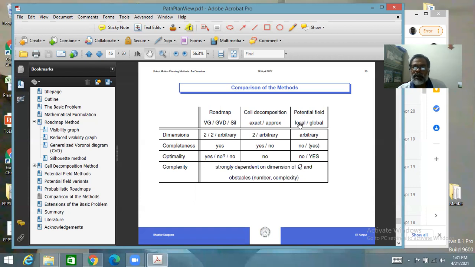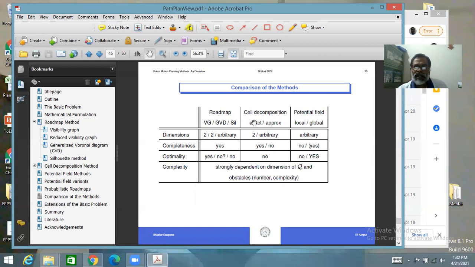Potential field methods, whether it is the local original kind of thing or with global considerations, in each case they can operate in arbitrary number of dimensions. These roadmap methods are typically complete, except probabilistic roadmap method, which is probabilistically complete.